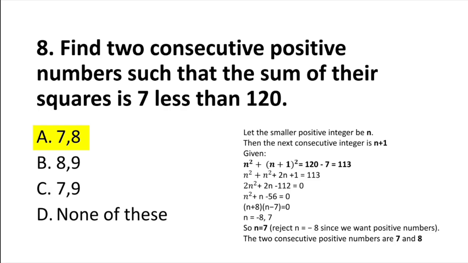Now simplifying this quadratic equation, doing the middle term breaking, and after factorization we got n's value minus 8 and 7. Because minus 8 is a negative integer and we have to find only the positive one, we are taking n equals 7 as one of the integers, and the next consecutive positive integer will be 8. So 7 and 8, option A is correct.